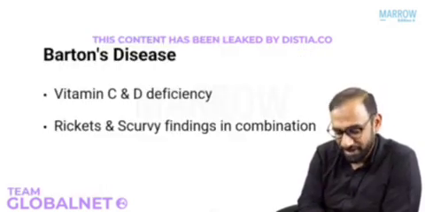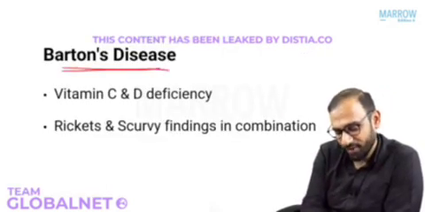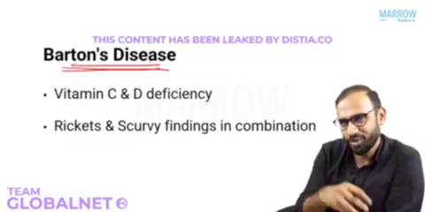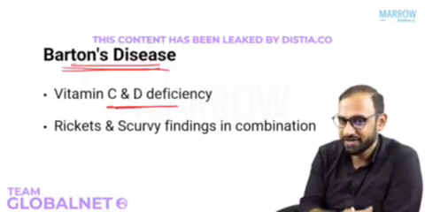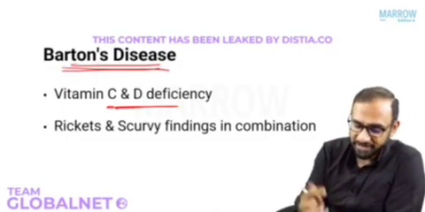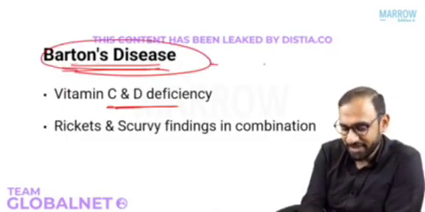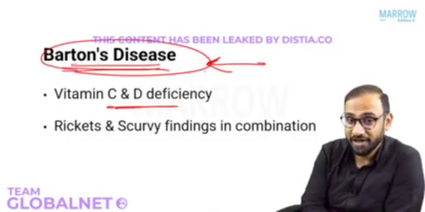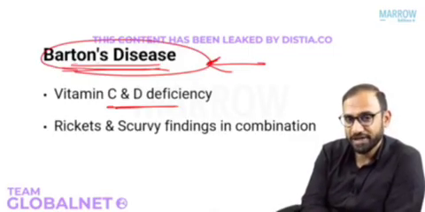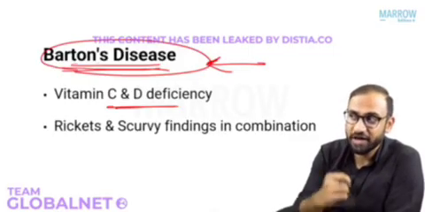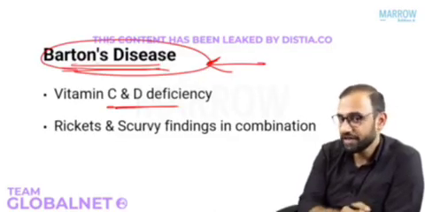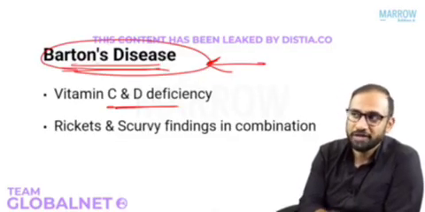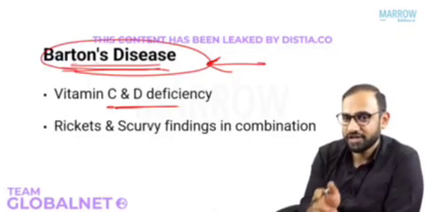Give patient vitamin C. Now there is a condition known as Barton's disease. What happens in Barton's disease? The patient has both vitamin C and D deficiency, and he presents to you with rickets and scurvy features overlapping each other. And the reason I'm mentioning Barton's disease here is because there is a very common fracture that occurs at the distal end of the wrist. That is a distal end of the radius, intra-articular fracture. That is known as Barton's fracture. And we'll read about that in upper limb trauma. Don't get confused with Barton's fracture and Barton's disease. That is the reason I have mentioned that here.